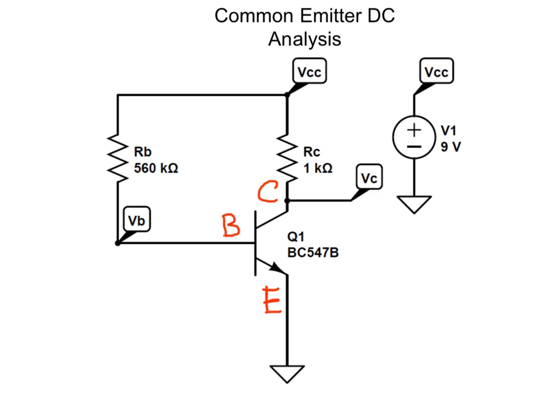In the common emitter configuration, the emitter terminal of the transistor is common to the entire circuit, and in this case is connected to ground. In addition to the transistor, there are two resistors in the circuit: the base or bias resistor RB and the collector or load resistor RC. The circuit is powered by a 9-volt DC source called VCC.